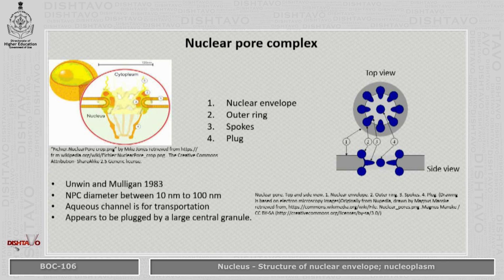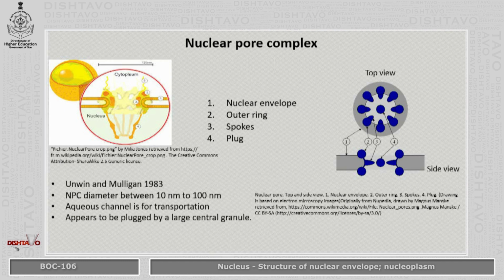Now let us look at this nuclear pore complex. When the section was taken through the region of nuclear pore, it was observed that it is made up of fibrillar structure called annulus. Annulus is extending from the cytoplasm to the nucleoplasm. When Unwin and Mulligan in 1983 studied, they discovered that nuclear pore complex is of diameter between 10 nanometer to 100 nanometer. It has the aqueous channel for transportation and it appears to be plugged by a large central granule.